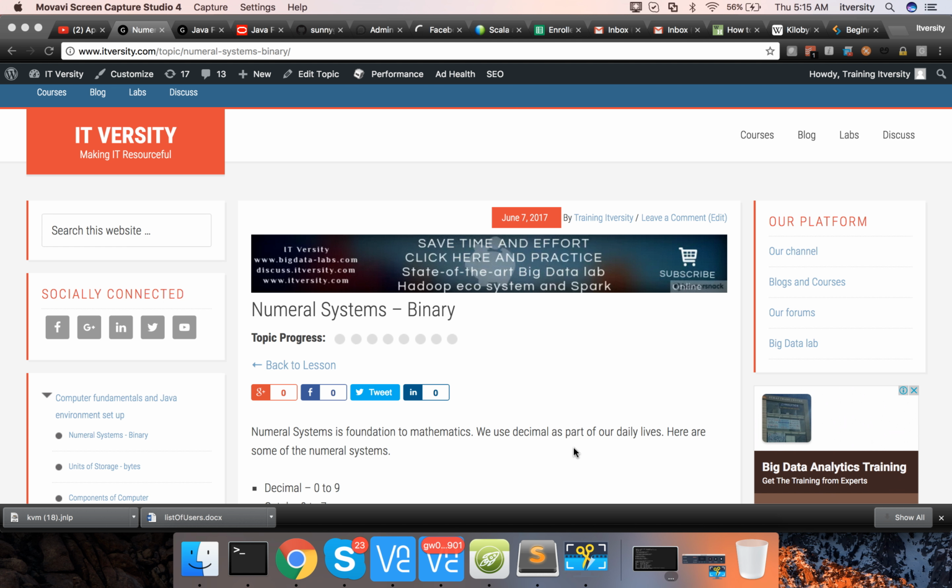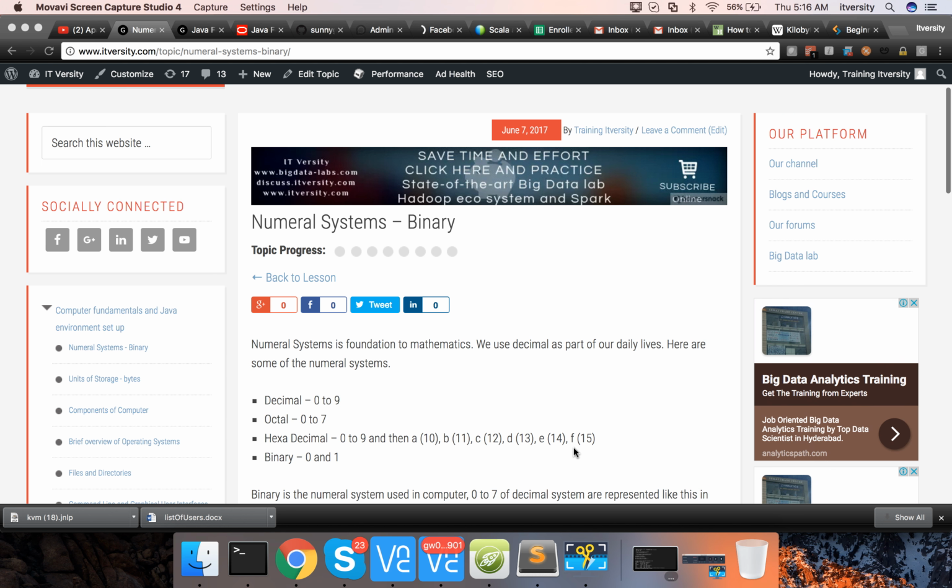It is very important to understand numeral systems for any programmer. This is the foundation for mathematics, and we use that extensively even in computers. In our daily lives, we use decimal as the numeral system. Decimal means we have numbers from 0 to 9, and we use combinations of those numbers, and we can go up to infinity.